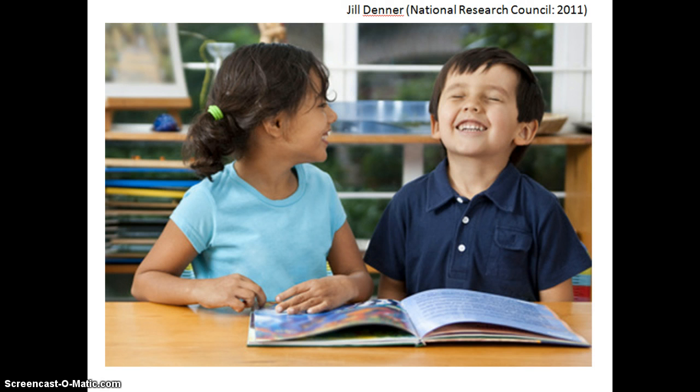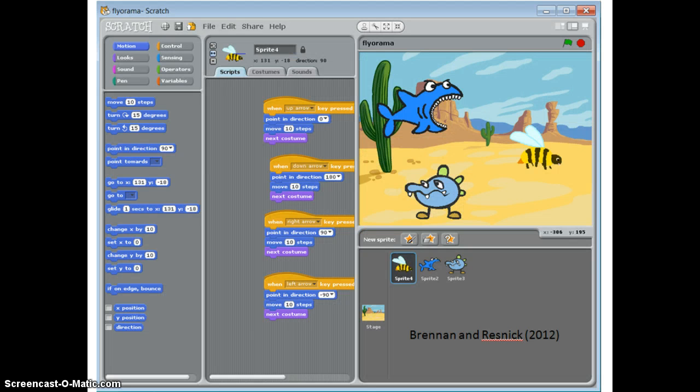Jill Denner noticed that children worked differently on their programs depending on whether they worked in pairs or individually. Children working in pairs spent longer than individuals, ensuring that their programs were running smoothly. These children also had to communicate their ideas concisely in a way that their partner would understand, therefore ensuring that they were thinking computationally.